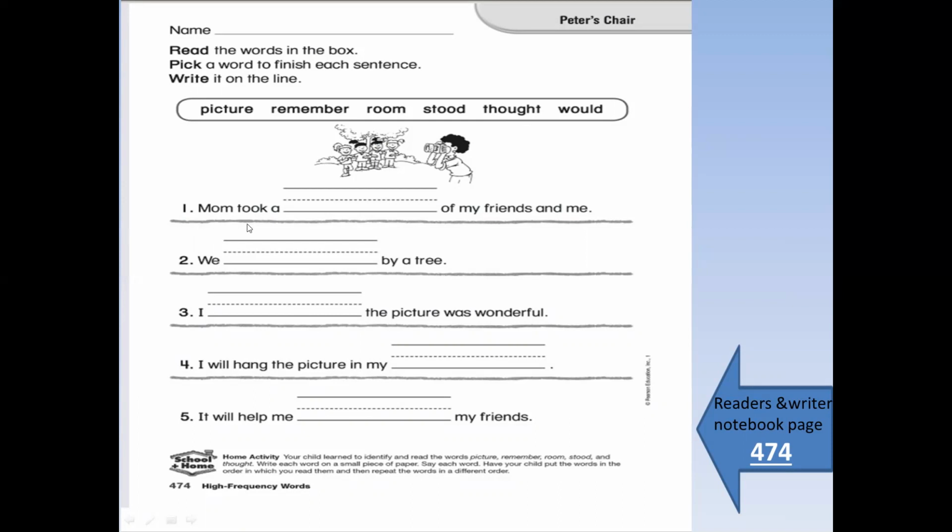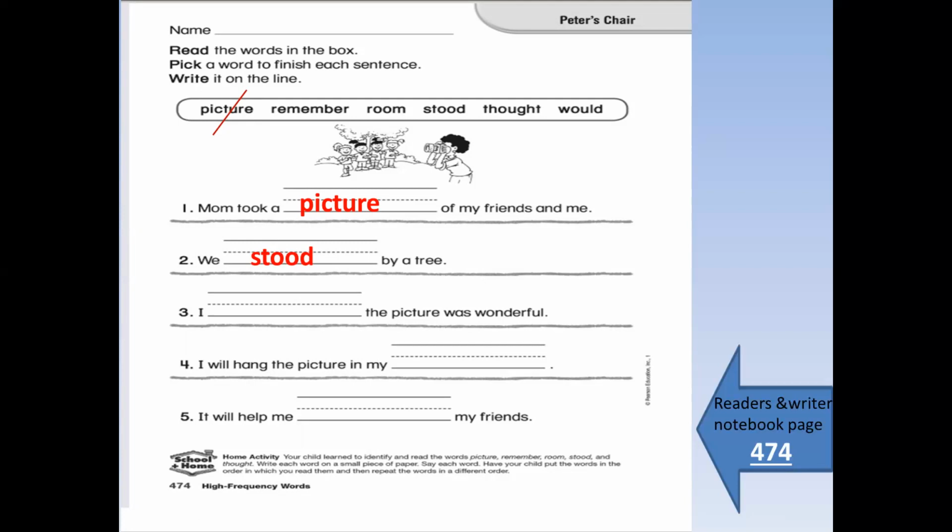Okay. Mom took a blank of my friends and me. Mom took a picture, or remember, or room, or stood, or thought, or would? Picture? Great, my lovely students. We blank by a tree. We remember, we room, we stood, we thought, or we would? Who can tell me? Great. We stood by a tree.